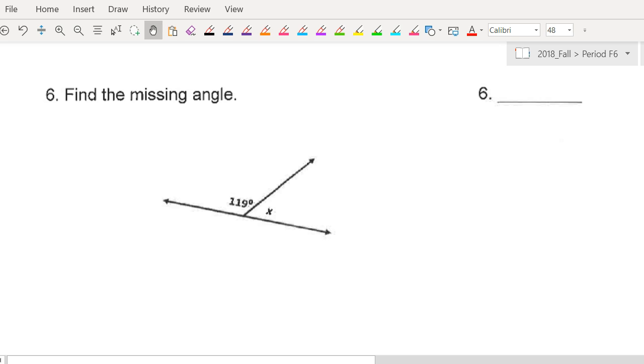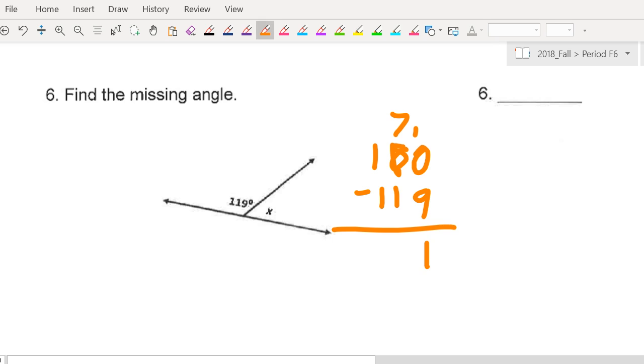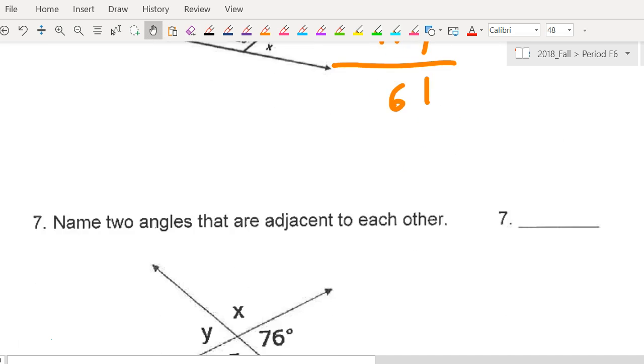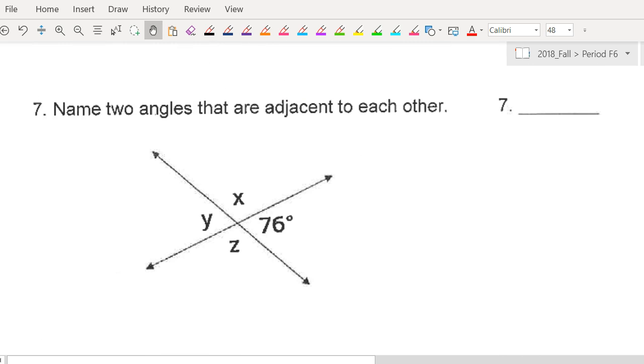Okay, find the missing angle. What do these guys add up to? 180. How do you know that? Because it's a straight line, right? So we subtract again. We've got 61. Excellent. 61 degrees. Any questions? Pretty easy, right? Okay, 61. Next one. Number 7.